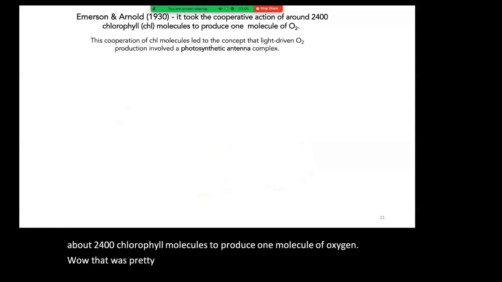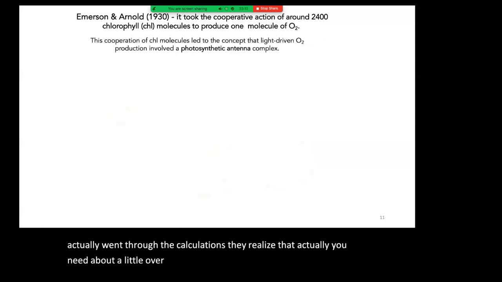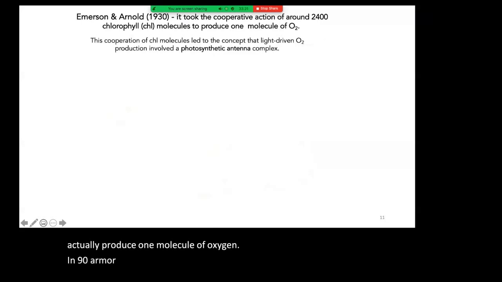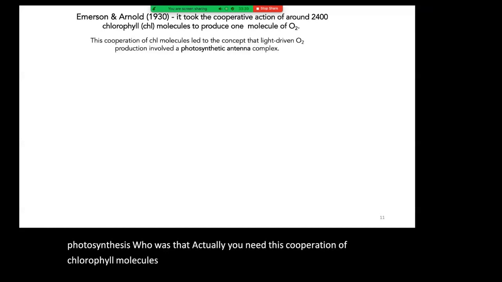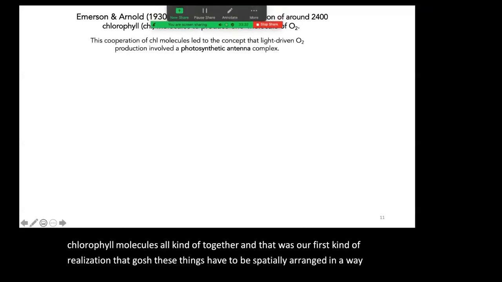When they figured that out, when they actually went through the calculations, they realized that you need a little over 2,000 chlorophyll molecules in order to produce one molecule of oxygen. I remember, 1930, it wasn't that long ago. Our understanding of photosynthesis was that you need this cooperation of chlorophyll molecules, all together. That was our first realization that these things have to be spatially arranged in order to harvest light.